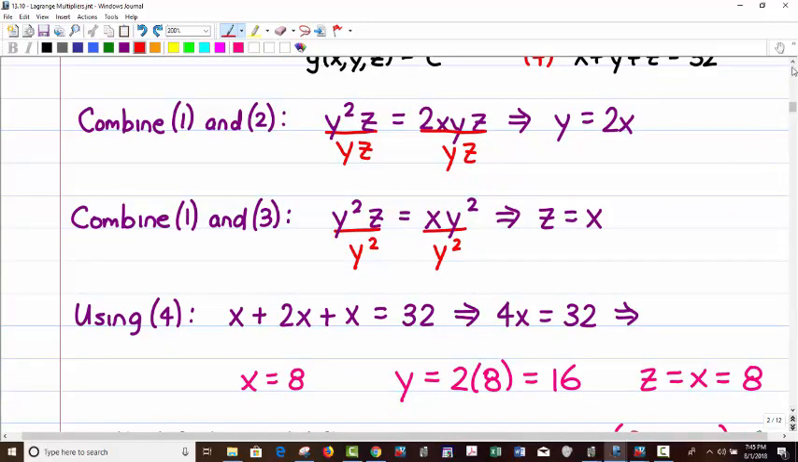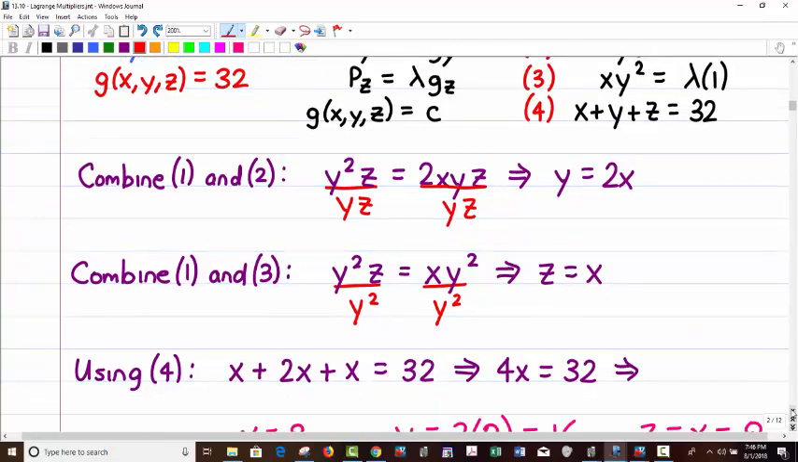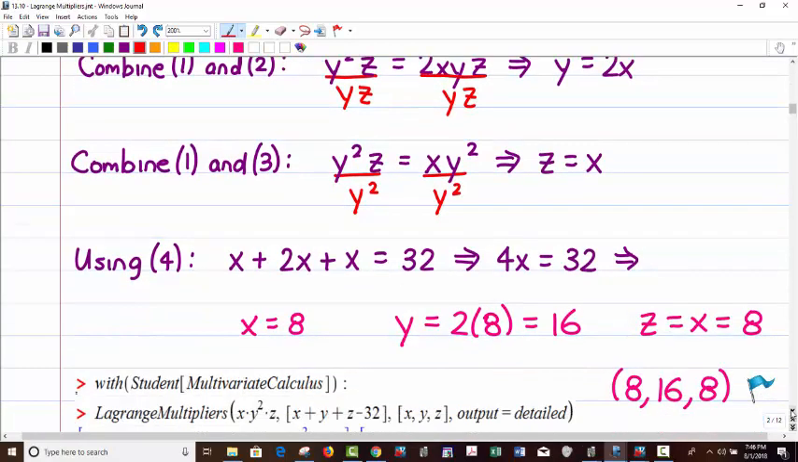So then you go to the constraint equation. x plus y plus z equals 32, and once you get this down to one equation, this is the variable you're solving for, whichever is the common variable. So we know that x equals just x. So y is now known as 2x, and then z is x. So you have x plus 2x plus x equals 32, which means 4x equals 32. And that leads me to x equals 8.